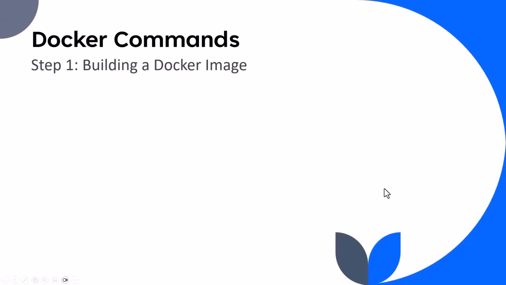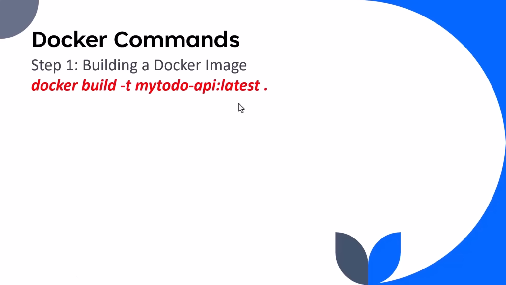And what are the Docker commands? Now we'll be building a Docker image. So this is the command, docker build. This is the tag name flag, my to do API, and latest is the tag. This is sort of a version. We'll see that in a second.